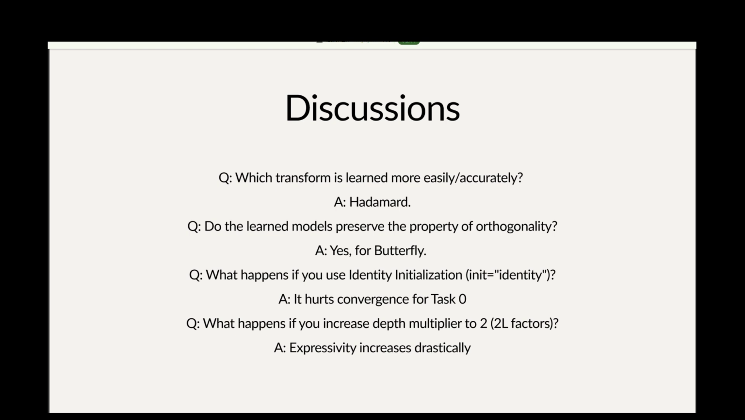Third, what happens if you use identity initialization? Our experiments show that it hurts convergence for Task Zero. It locks the weights too rigidly at the start, making it hard for the optimizer to escape. Lastly, what happens if you increase the depth multiplier to 2? The answer is that the expressivity of the network increased drastically. This extra capacity will allow the butterfly model to successfully learn more complex transforms like DCT2. Next page.